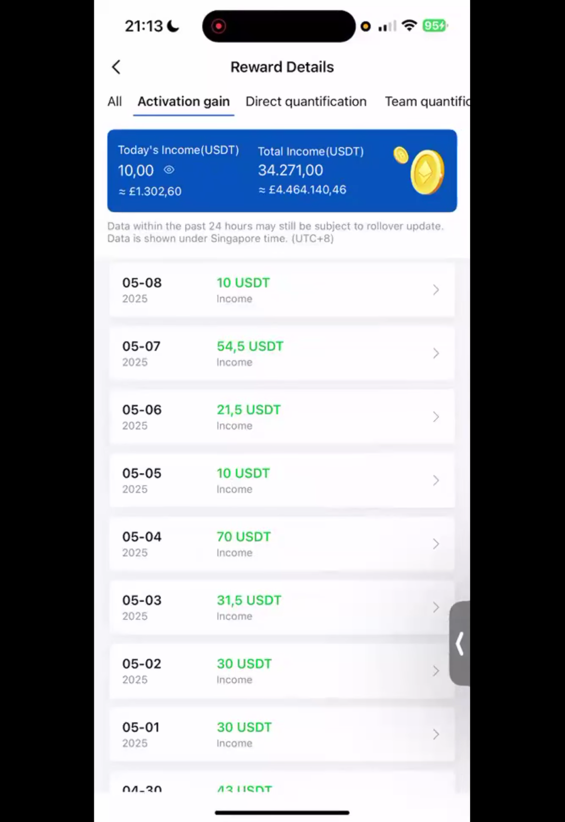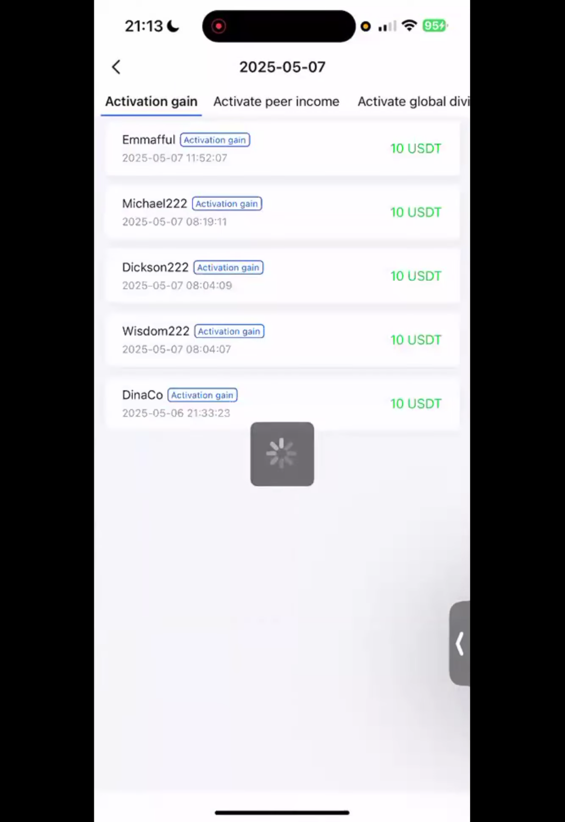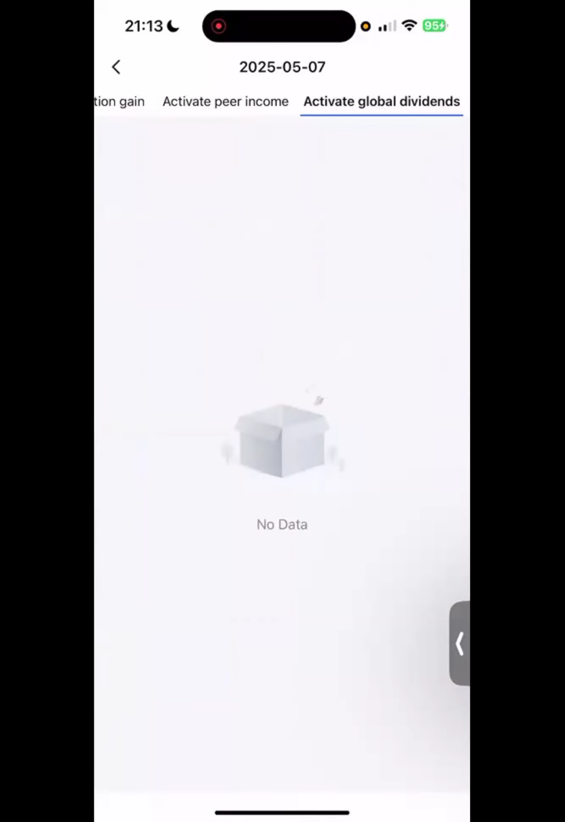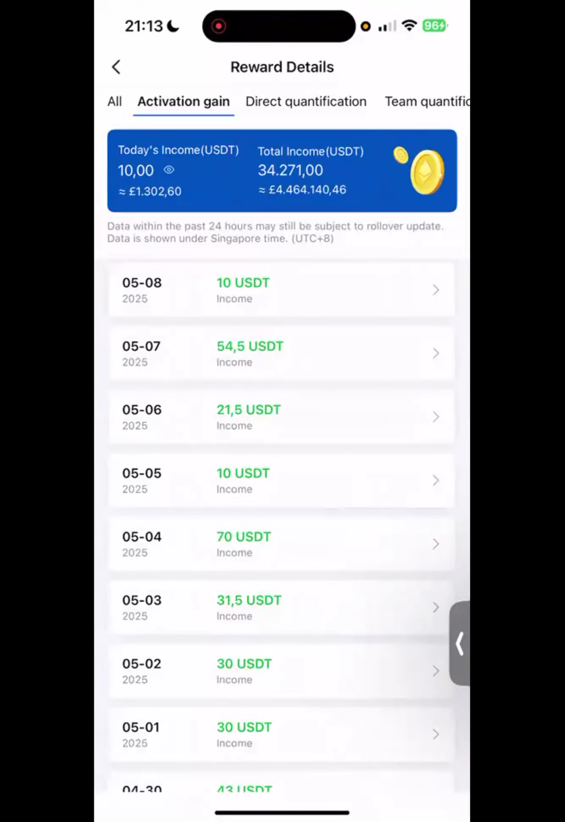So under activation gain, you'll be able to see all the people that activated in your team that you are qualified to earn from. Then activate peer income as I'm having someone who is directly under me. Then activate global dividends. That is the last rank earners, the V6, the global partners.